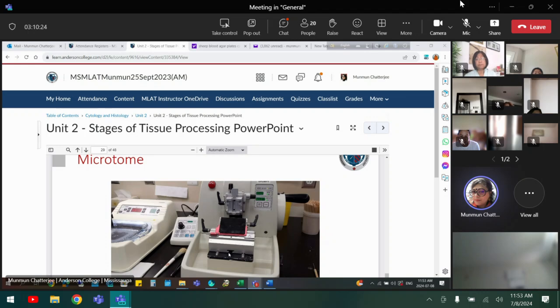So the microtome looks like this. You have the blade here. You are going to put the tissue here. You are going to do the sectioning here, and all the sections are coming here. Then you are going to take it and put it in the floater.